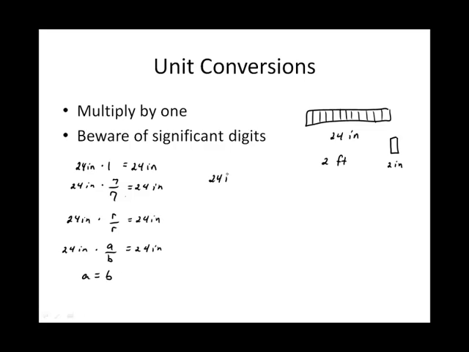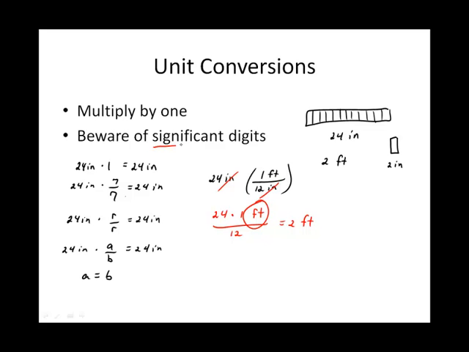If I take 24 inches and I multiply by 1 foot over 12 inches, I'm multiplying by 1 because the numerator equals the denominator. And if I do that, the inches cancel out, and I'm left with 24 times 1 foot over 12, which is 2 feet. Notice the units stick around. So 24 times 1 is 24, divided by 12 is 2. I get 2 feet. 2 feet is the answer I get when I convert 24 inches into feet.